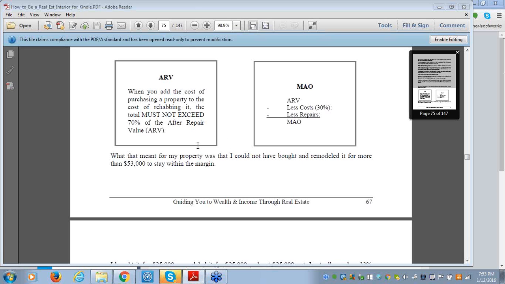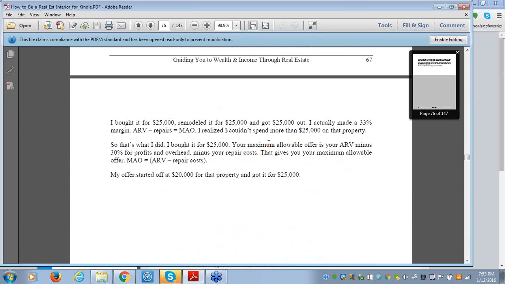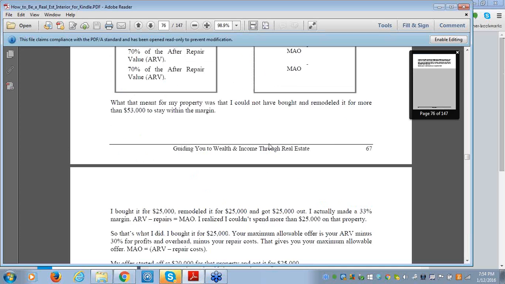All right, now back to the ARV and the MAO. Remember, ARV stands for after repair value, which is essentially your market value for the neighborhood for a decent property that's in marketable condition. And MAO is the maximum allowable offer, the most you should ever offer on that property when you're first purchasing it to be eventually flipped. Okay. All right. I think that is it for that section there.